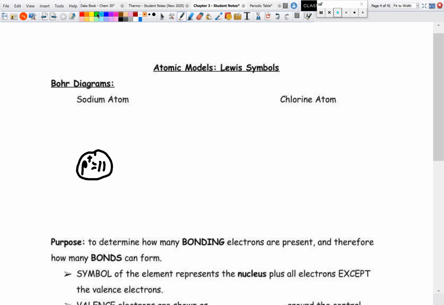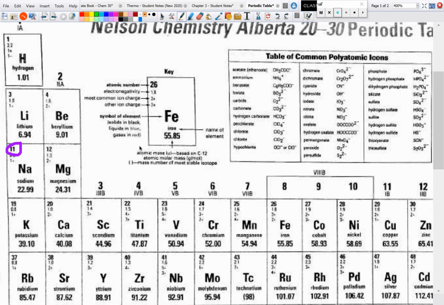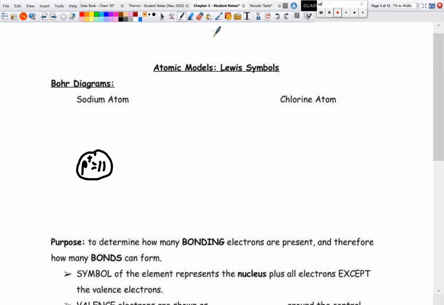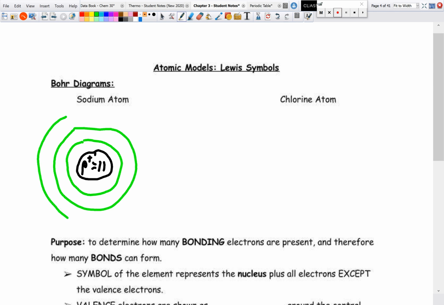For our energy levels, for sodium, we're going to go back to the periodic table. This is row 1, row 2. Sodium is in row 3, so that's the third row on the periodic table right here. That means sodium is going to have 3 energy levels. So we go 1, 2, and 3. Now because sodium has 11 protons as an atom, it's also going to have 11 electrons.